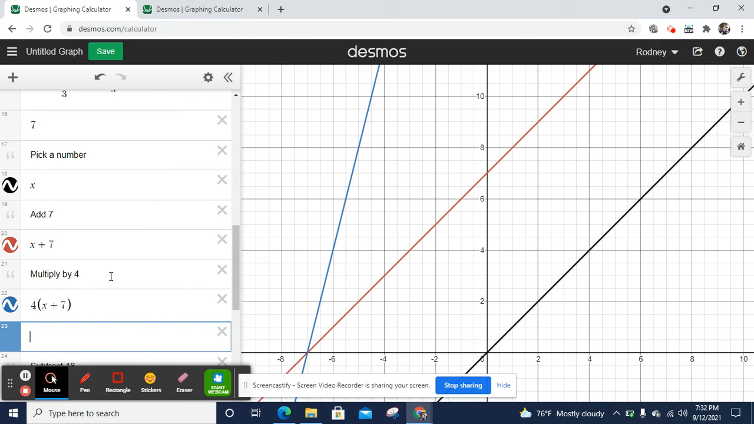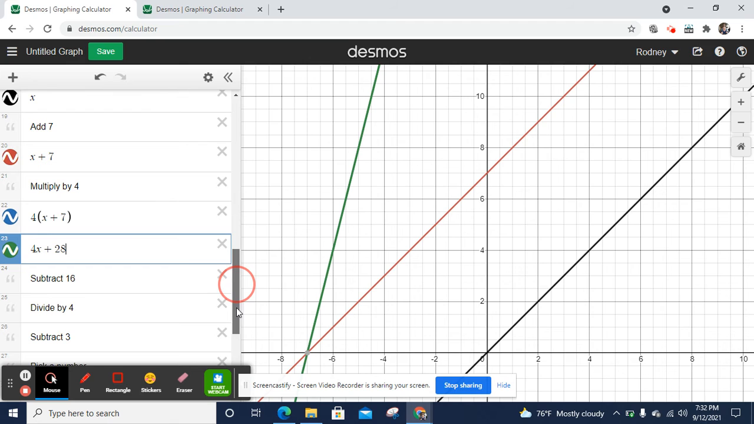This is the exact same equation. I'm going to multiply 4 times x and 4 times 7. So 4 times x is 4x, and 4 times 7 is 28. And I now have created a simplified version of this. Okay, now I'm going to do the fancy version and the simplified version.